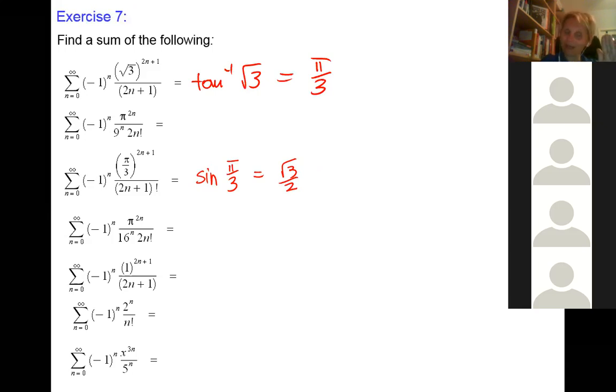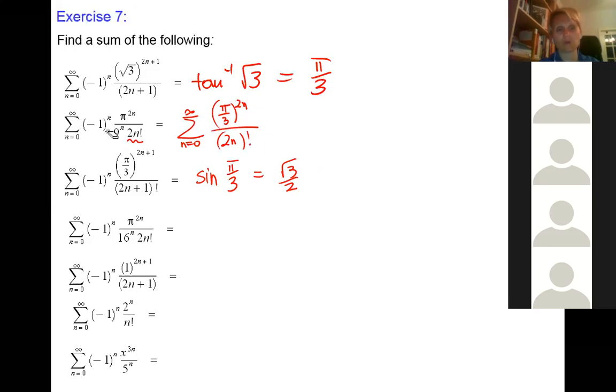You can pause the video if it's too fast, but it's just the previous slide. It's just these 5 formulas. This one I will say is cosine, but this one I will rewrite as pi and 3 to the power of 2n.